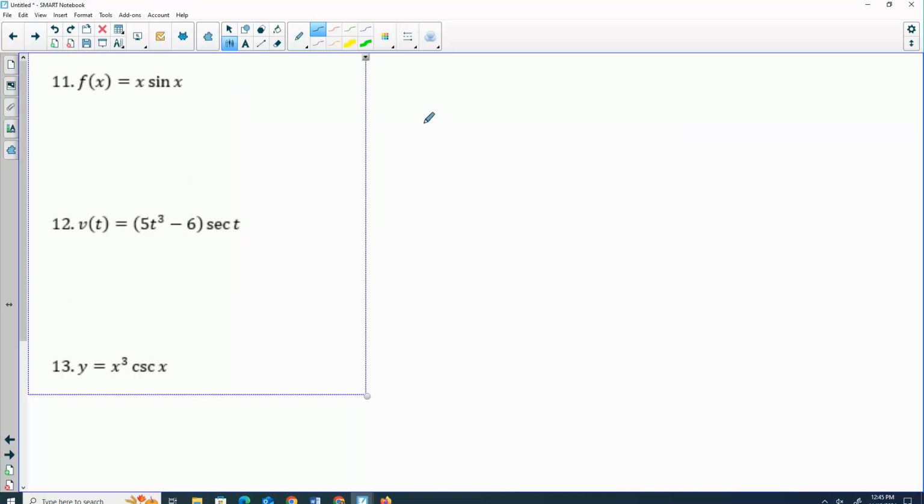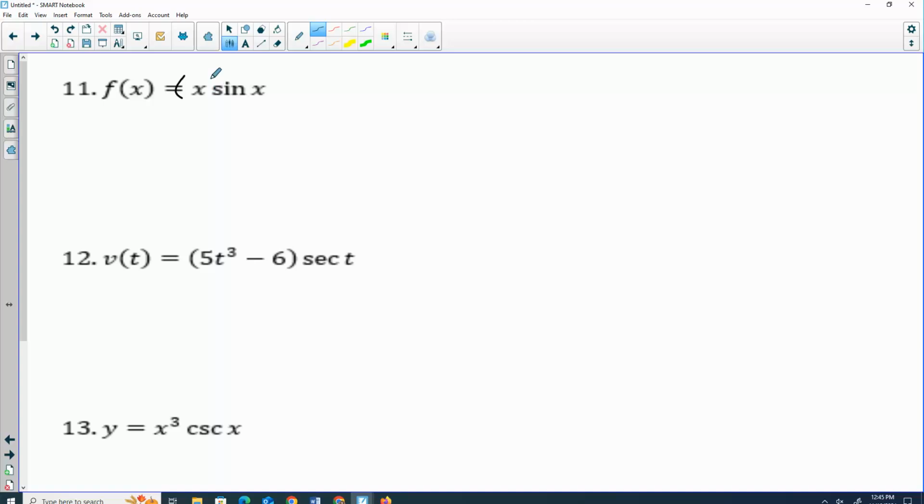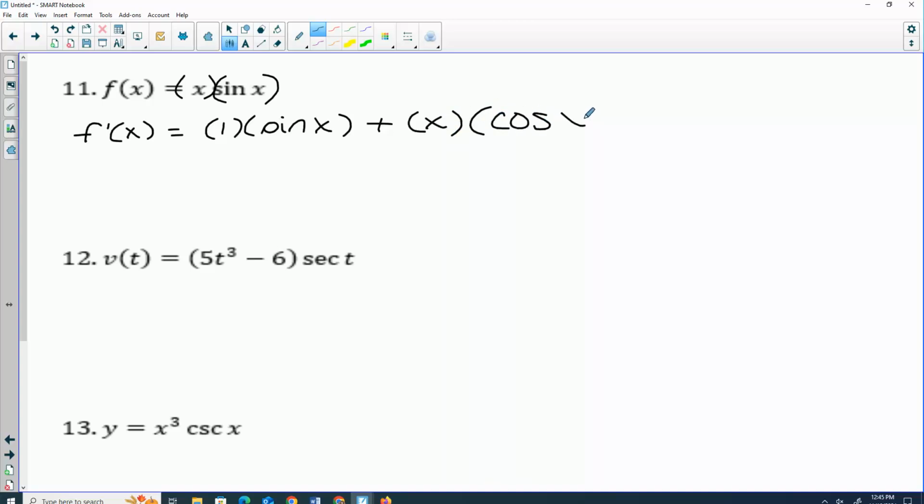Number 11, you do have to be careful because we have more than one x. So we have to do product rule. So derivative of the first times the second plus the first times the derivative of the second. What's the derivative of sine? Cosine. So we just get sine x plus x cosine x.